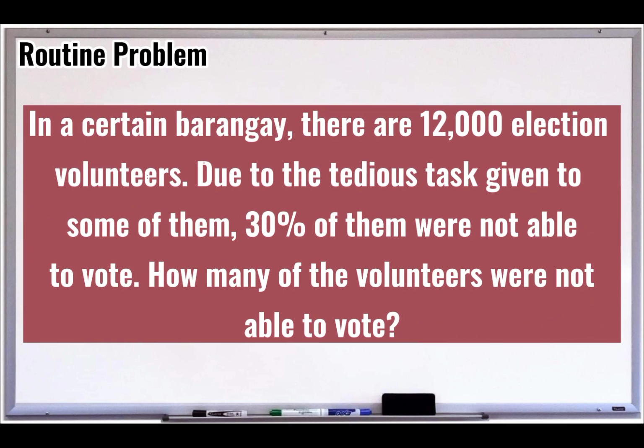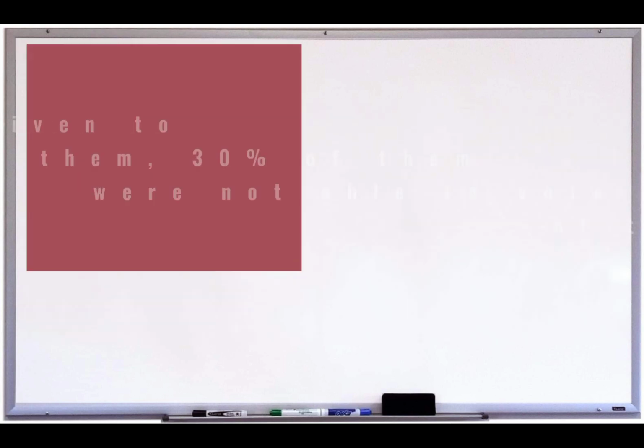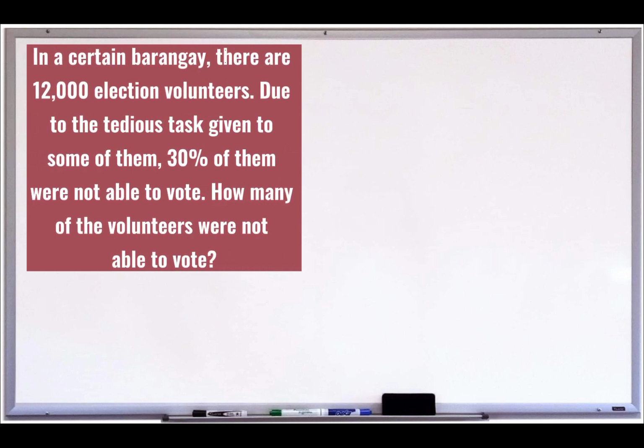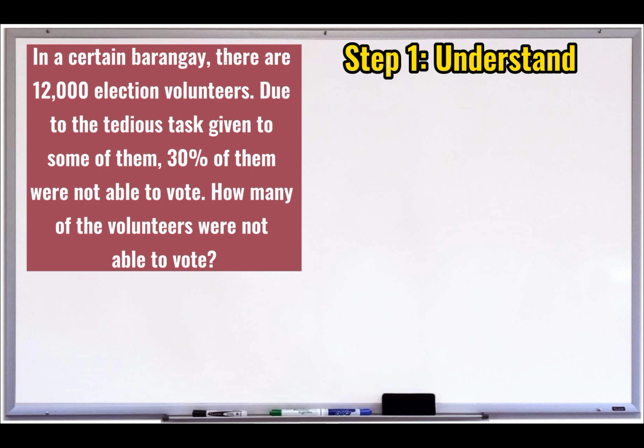Let us read. In a certain barangay, there are 12,000 election volunteers. Due to the tedious task given to some of them, 30% of them were not able to vote. How many of the volunteers were not able to vote? To solve this problem, we are going to use the 4 steps. First is we are going to understand the problem.